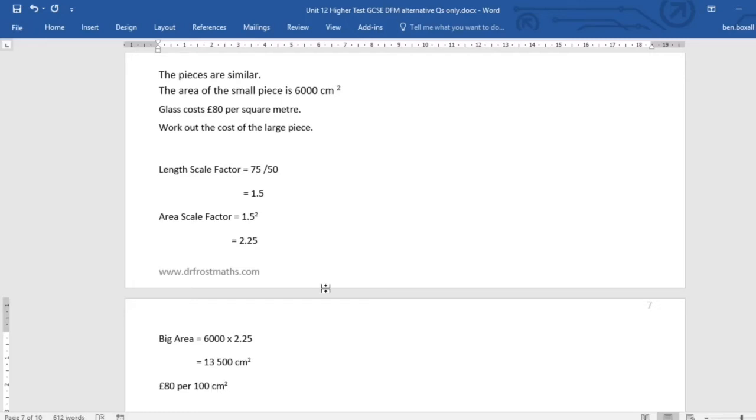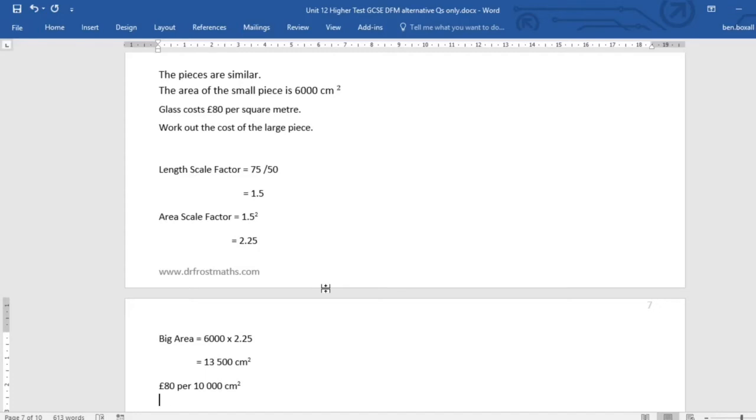You've got to think about this. We've spoken about this in class before. 1 square meter is a square that is 1 meter by 1 meter. Just picture that square. If it's 1 meter down the side and 1 meter along the top, it's also 100 centimeters down the side and 100 centimeters along the top. To get that square's area, you would multiply 100 by 100, which is 10,000. So it's £80 for every 10,000 centimeters squared.